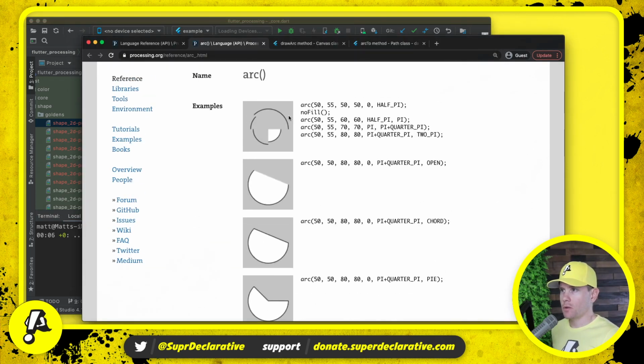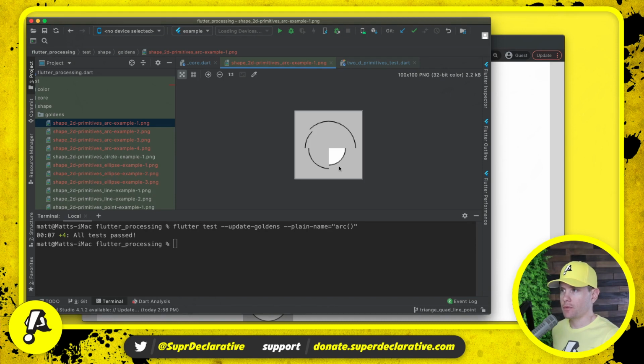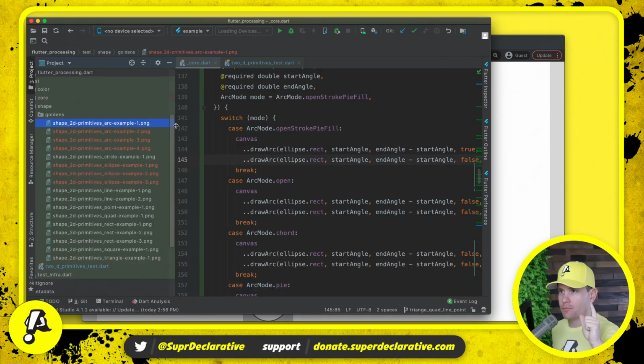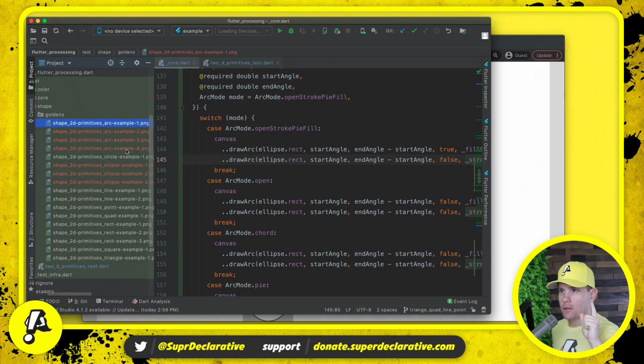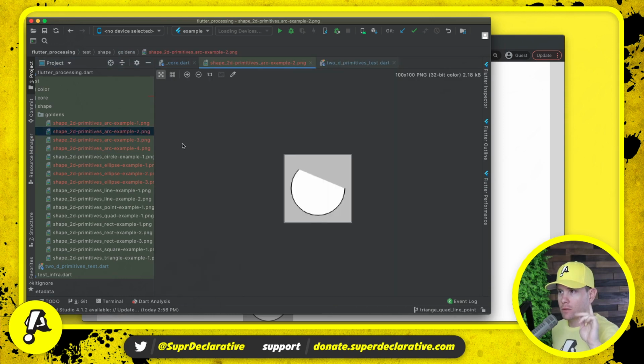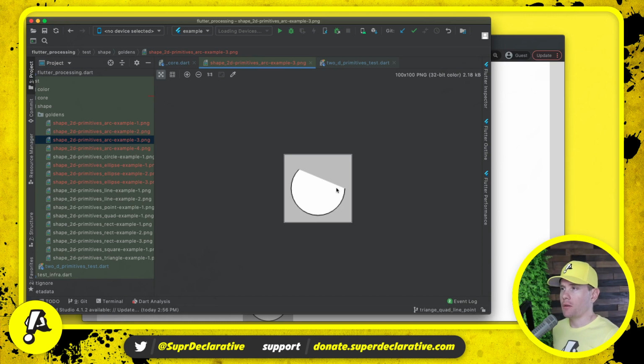As a reminder, this is what we're looking for right here in the first test. And there it is. We have the pie fill, the slice of pie, and then the stroke is kind of just the crust of the pie, so to speak. Result number 1 is what we want. Result number 4 is what we want. Result number 2 is what we want, but result number 3 is a problem.